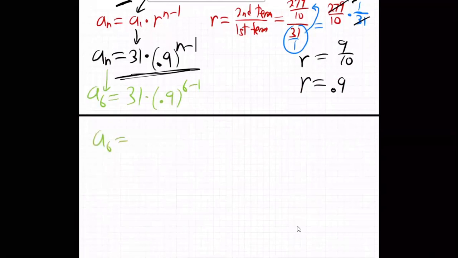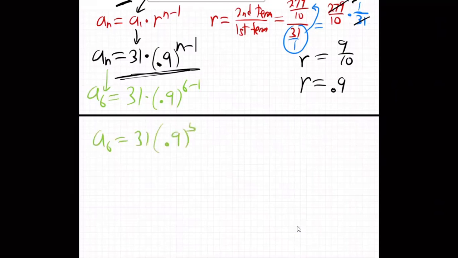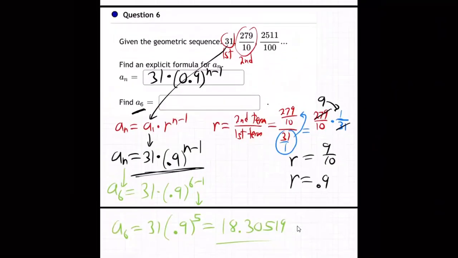So a sub 6 is going to be 31 times 0.9 to the what? 5. 6 minus 1 is 5. So hit the buttons on your calculator: 31 times 0.9 to the 5th. I'm getting 18.30519. So that must be the 6th term. 18.30519. That's the 6th term in the geometric sequence.